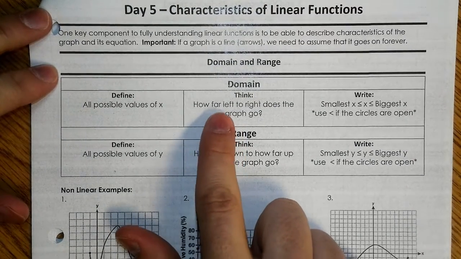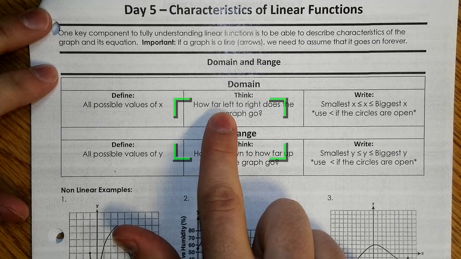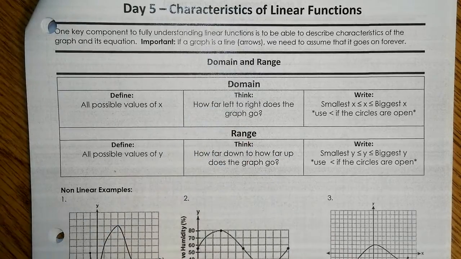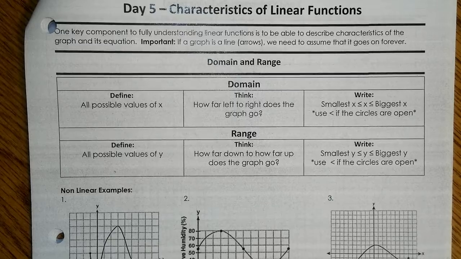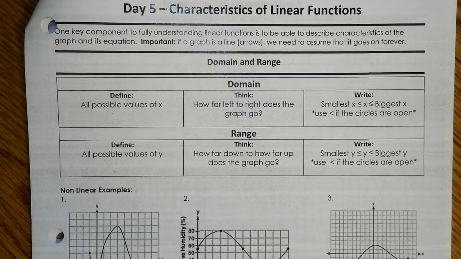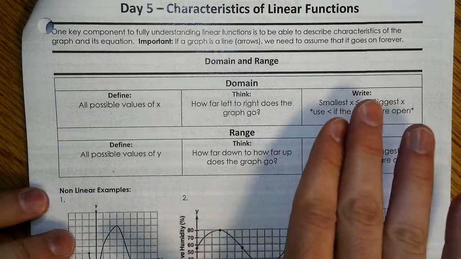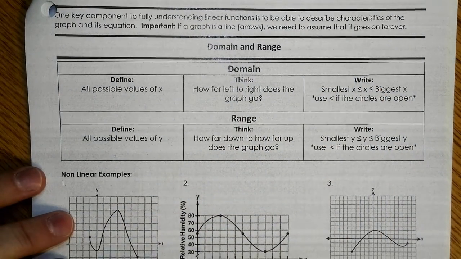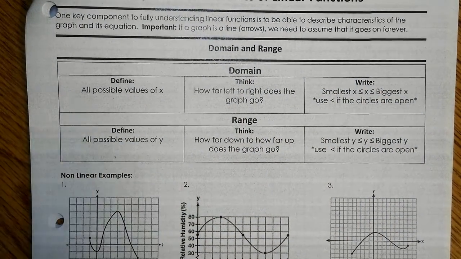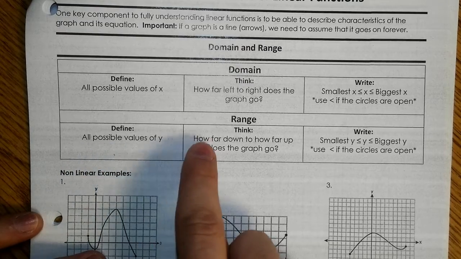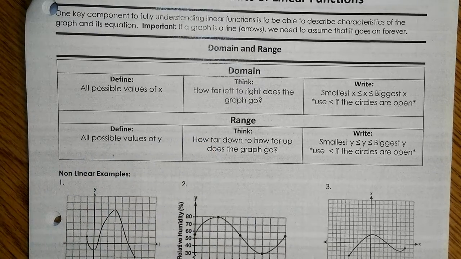And something to think about: how far left to right does the graph go? How far left does the graph go? How far right does the graph go? That's answering the domain part of things. Let's not get too concerned about this right here. We'll worry about that later when we need to. Range, again, just talks about the y values, all the possible values of y. How far down and how far up does the graph go?